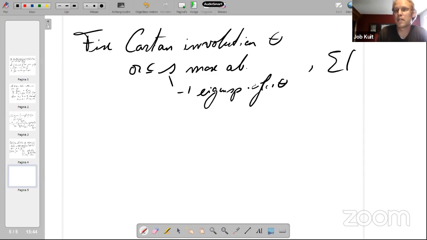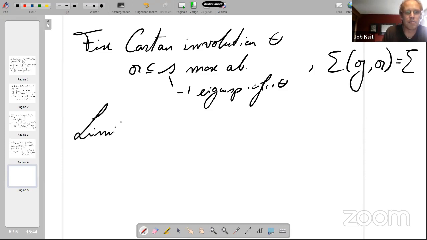And then this comes automatically with the root system of A and G, which I denote by sigma. Okay, so what do I mean by a limit?